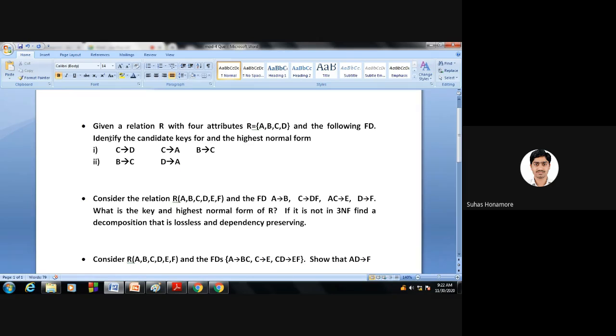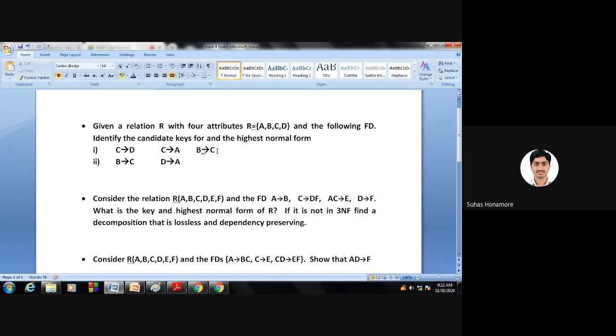Then he is asking you to identify the candidate keys and the highest normal form. So in which normal form it is, you have to identify. Sometimes he will ask, if it is not in its highest normal form, maybe in 3NF or BCNF, to derive up to 3NF or BCNF. So up to that normal form you have to derive it. Now we'll see which normal form it is in.